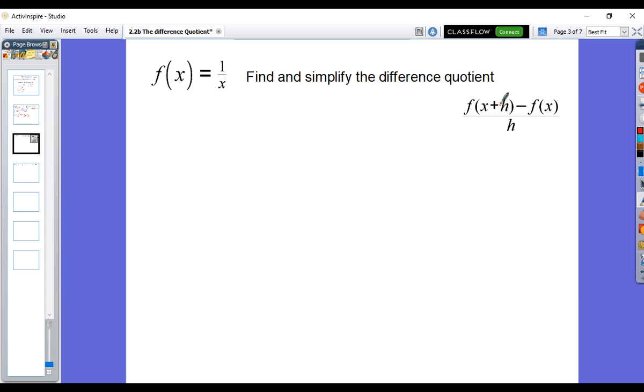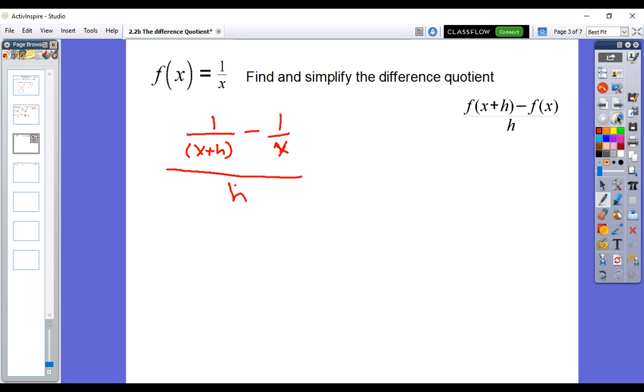Same thing right here. We're going to substitute this in for the value of x. So it's 1 over x plus h, minus, and we're going to place x in for x. So that would be 1 over x. Ooh, make that look like an x. Good. All over h. So that is our equation right there.